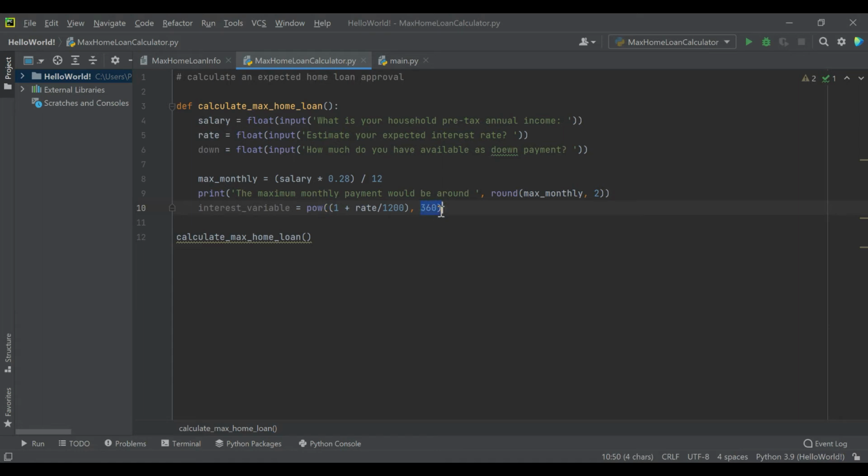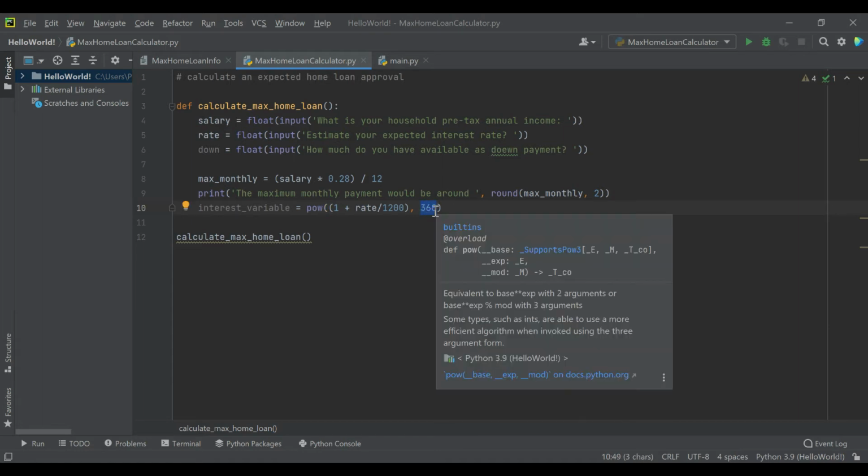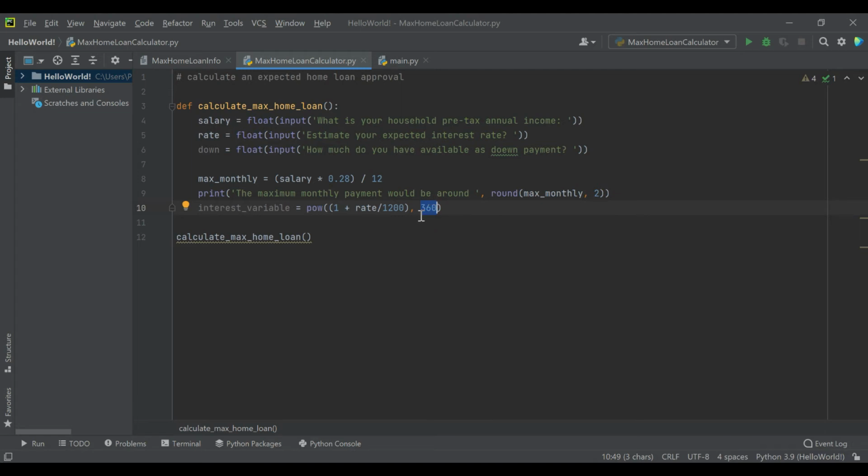This 360 is the number of payment periods, and we'll just do it assuming you're getting a 30-year fixed rate mortgage. So that would be 12 monthly payments for 30 years. That's where the 360 is coming from. And you can find this formula online if you want, or you can just follow along and say we're taking a real world scenario and modeling code after it.